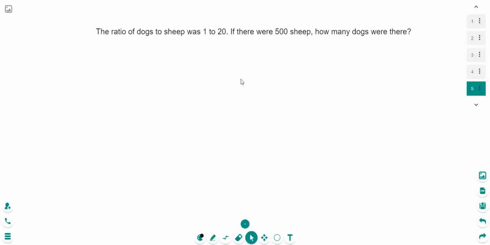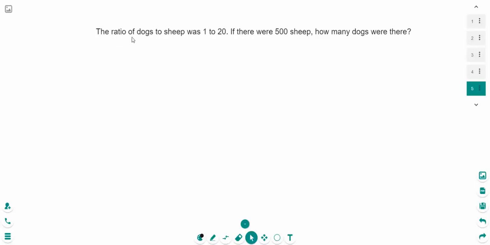All right, so let's see how you did. The ratio of dogs to sheep was 1 to 20. Now remember, we're trying to set this up as a proportion. Right away, we need to see that. Whenever you see it's the ratio, that kind of gives it away. When they say the ratio of something, right away you should think, oh, proportion. Let's set this up as a proportion.